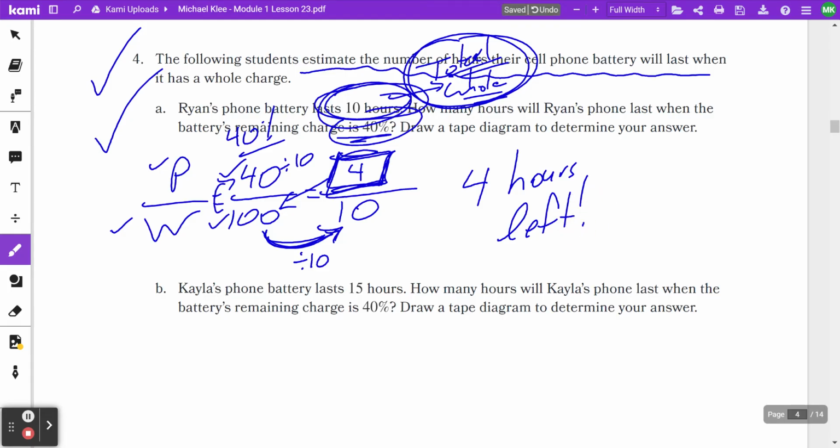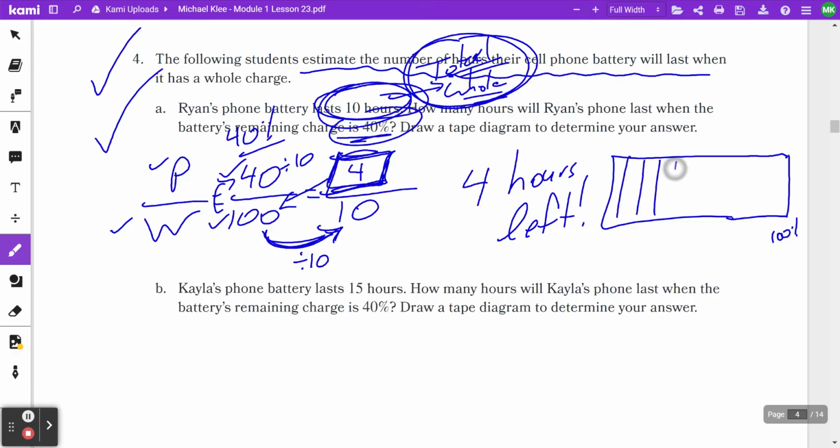Now if you wanted to do a little diagram on that, I suppose you could. Why not a big old tape diagram? So if 10 hours is 100%, here's 100%. So 1, 2, 3, 4, 5, 6, 7, 8, 9, 10 boxes. Let's do 10% each. And it's 10 hours, right?